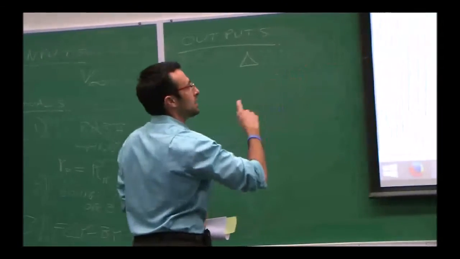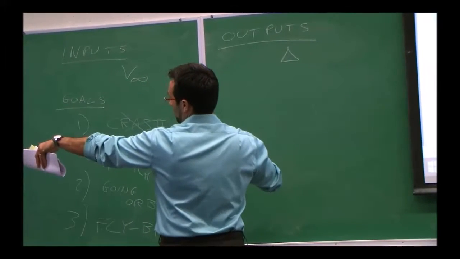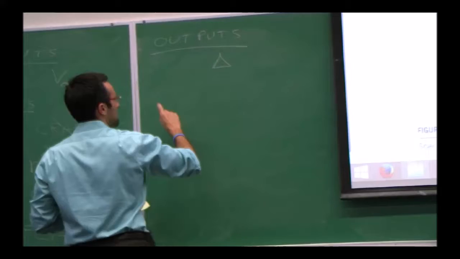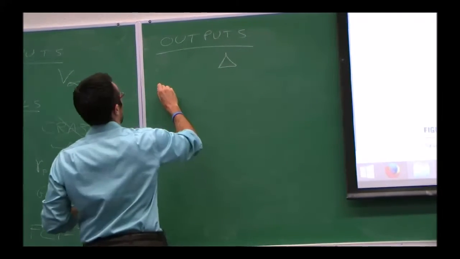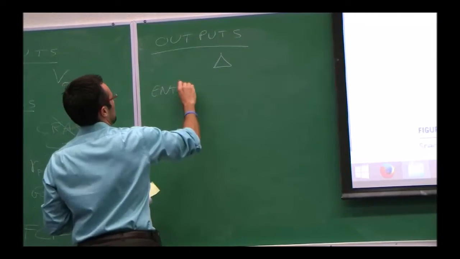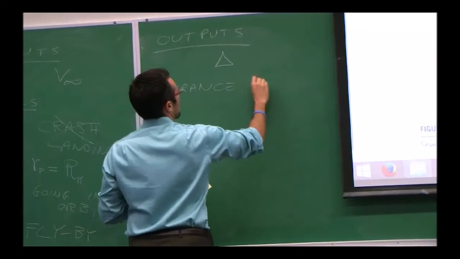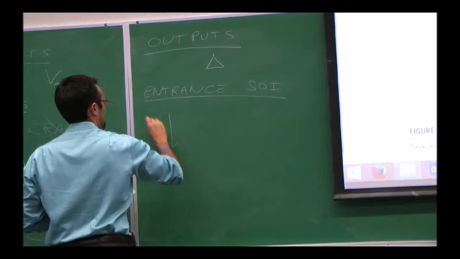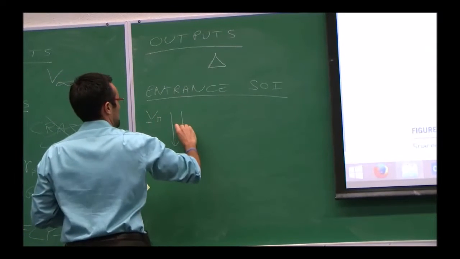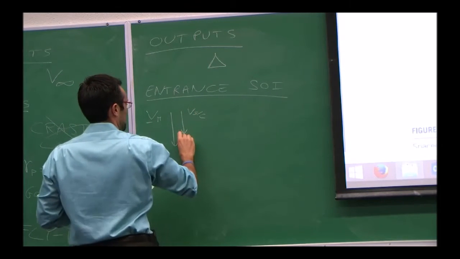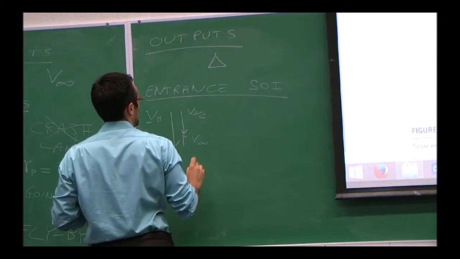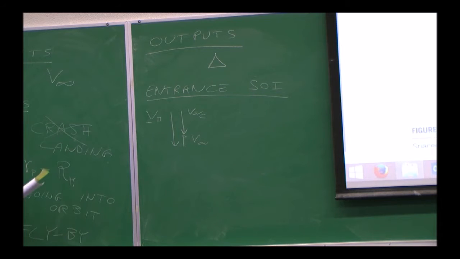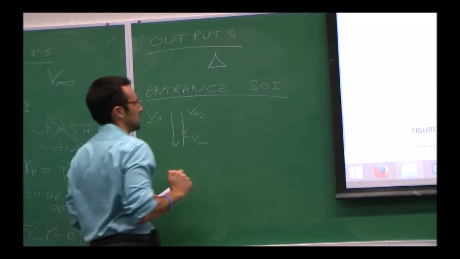The beauty of doing something like this is exactly, look what we were doing before. Before we had, basically at the entrance of the sphere of influence, this is what you have. You have Mars that has this velocity, the spacecraft has this velocity, this is your V infinity, right? And this is the velocity of the spacecraft with respect to the Sun. It's a certain magnitude which is less than the velocity of Mars.